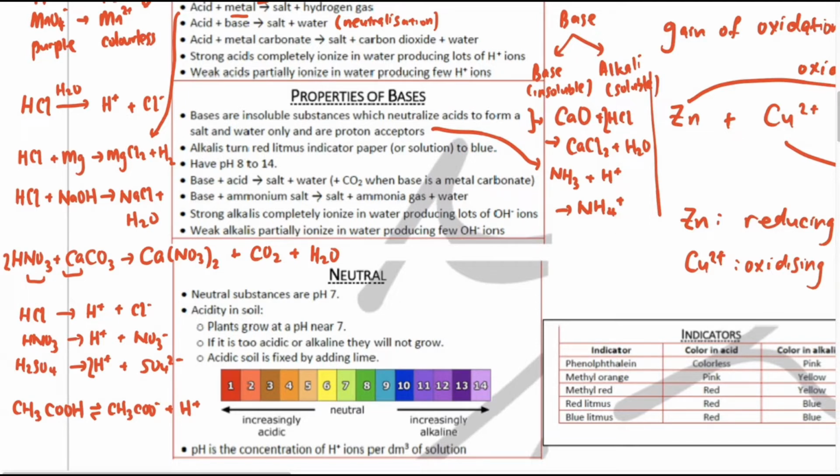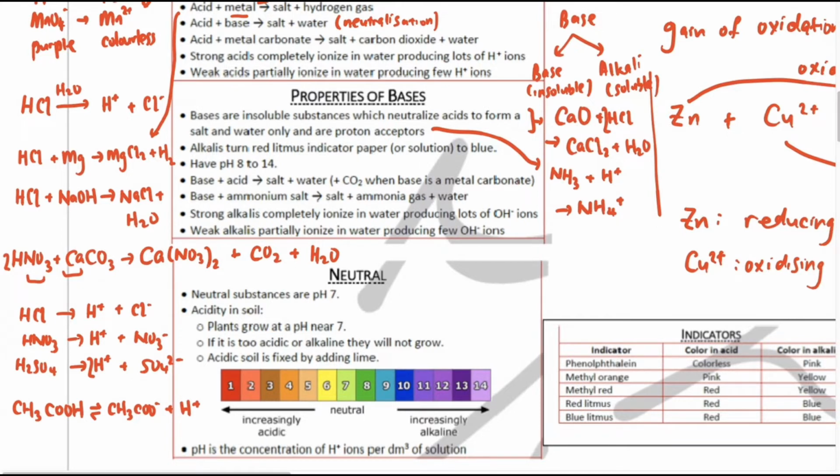Alkalines have pH 8 to 14, that means greater than 7. So 14 is a very strong alkaline, and 8 is a weak alkaline. So base plus acid becomes salt plus water. Okay, so this one we already have discussed. Base plus acid becomes salt plus water, plus CO2 when the base is a metal carbonate.